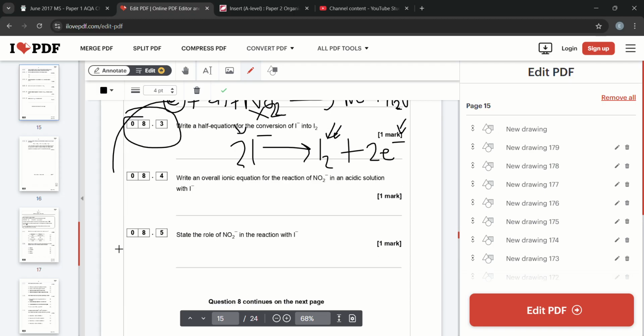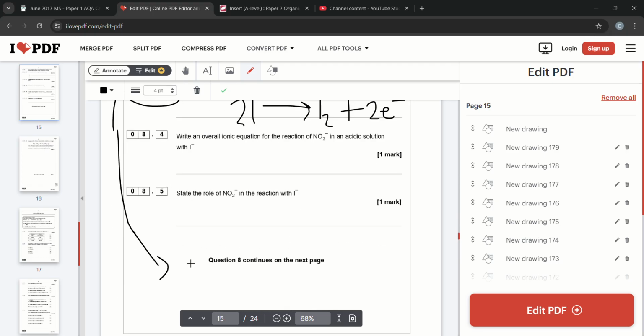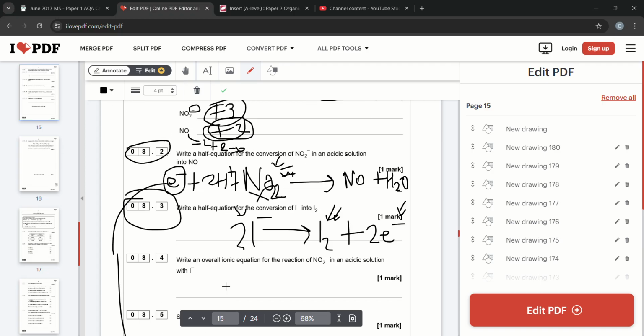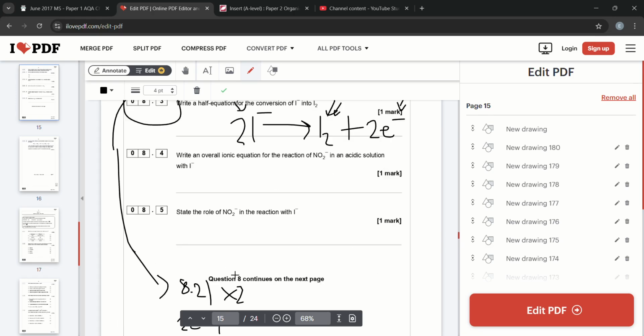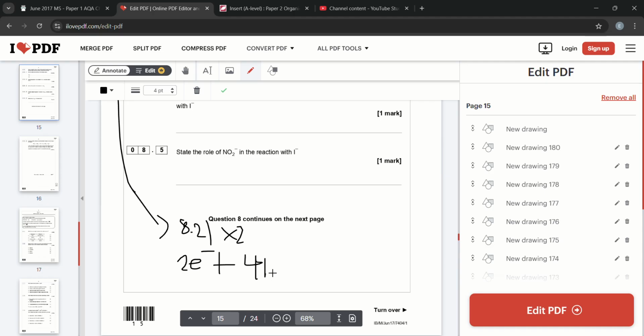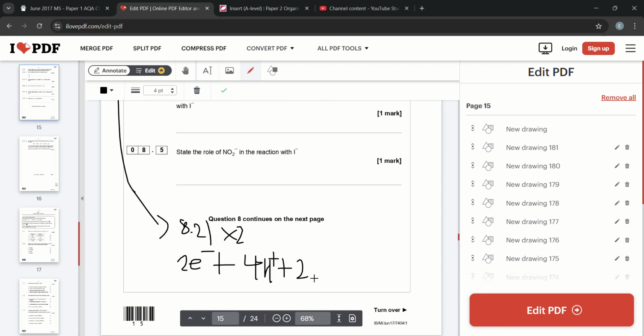So what are we going to get? Let me write it here. 8.2 times 2: 2e minus plus 4H plus plus 2NO2 minus arrow 2NO plus 2H2O. You have to times the whole equation by 2, not just the left hand side. That's a trap I was about to fall into, but I saw the mark scheme and realized I'm not supposed to do that.